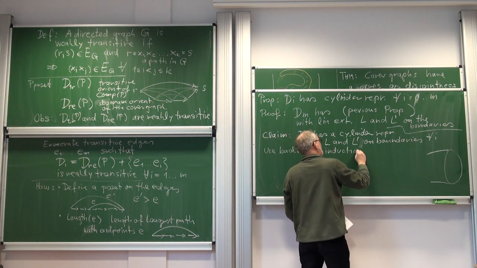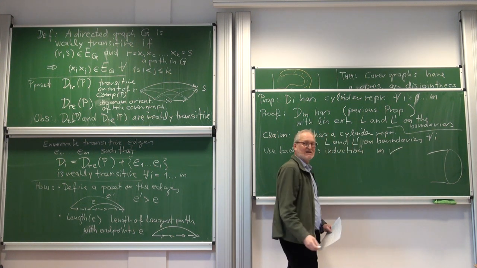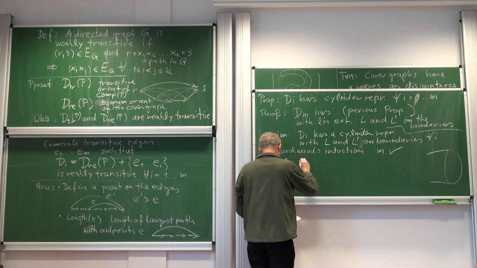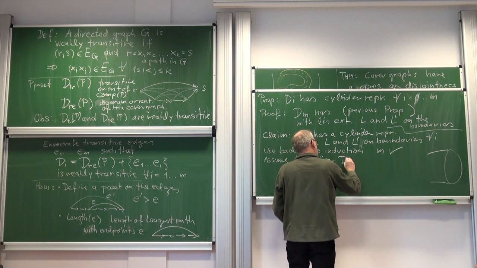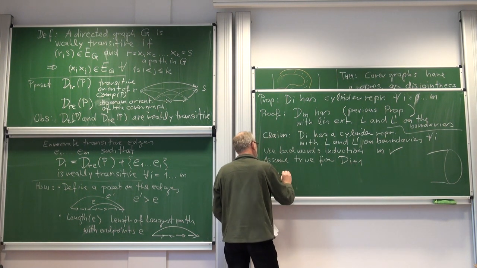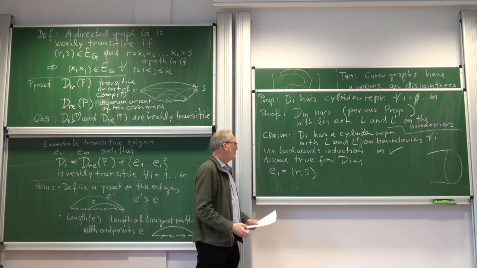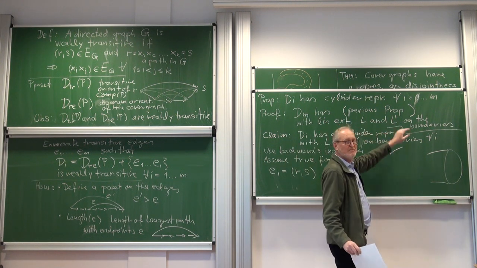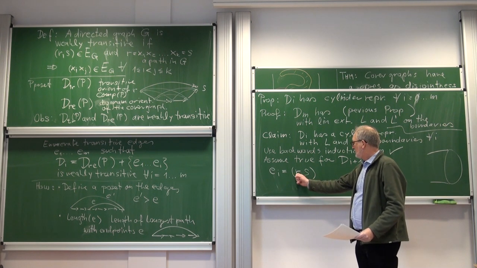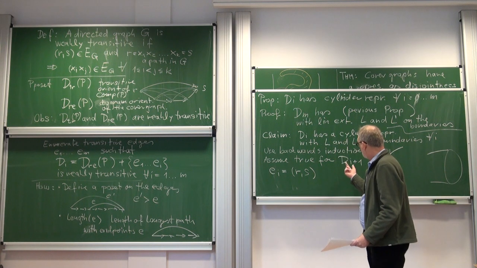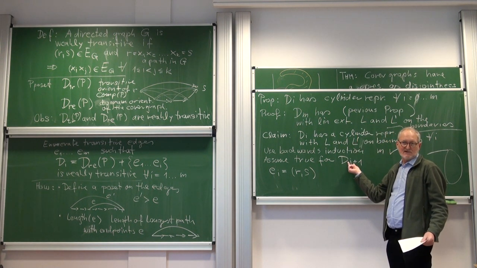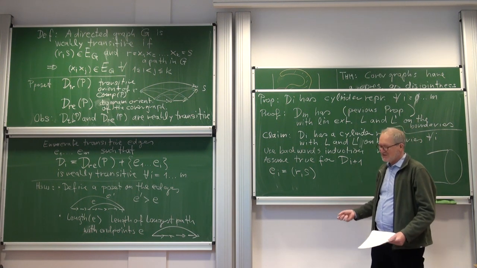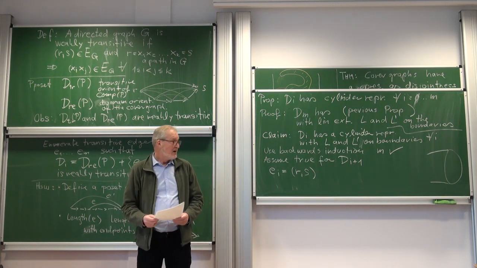Okay, so what we do is we use backward induction. The case m is already done, and now we assume that this is true for E_{i+1}, and we let E_i equal RS. So we have a cylinder representation of D_{i+1}. On the boundaries we see L and L prime, and the two curves R and S are an edge in this graph, so they are disjoint. And what we have to do is make them crossing without messing up the other stuff.